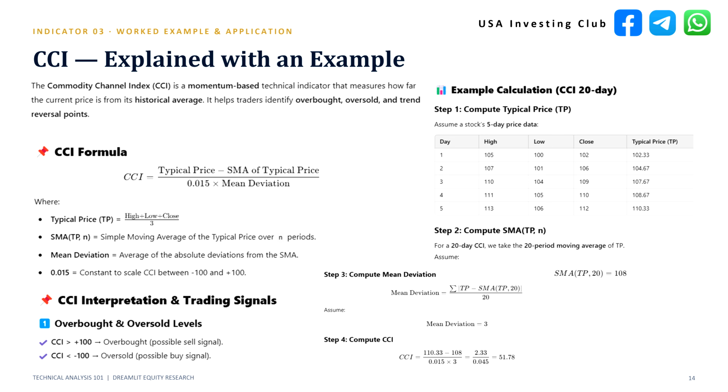It tells us typical price is running a bit above its recent average, but not yet at a statistically extreme level. Remember the 2 trading rules that frame this number. CCI above plus 100 is read as overbought, a possible sell signal. CCI below minus 100 is read as oversold, a possible buy signal.